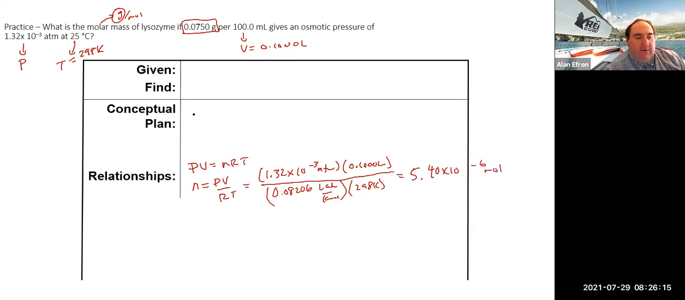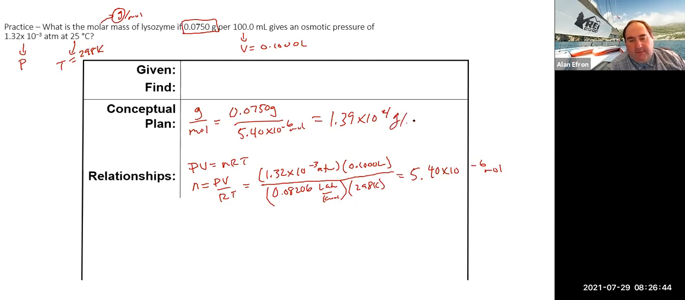Again, we already have the grams, so our grams per mole here for our molar mass would be our 0.0750 grams divided by our moles here. And that does yield us for this guy a fairly big molar mass of 1.39 times 10 to the positive 4 grams per mole. Any questions on this calculation here?